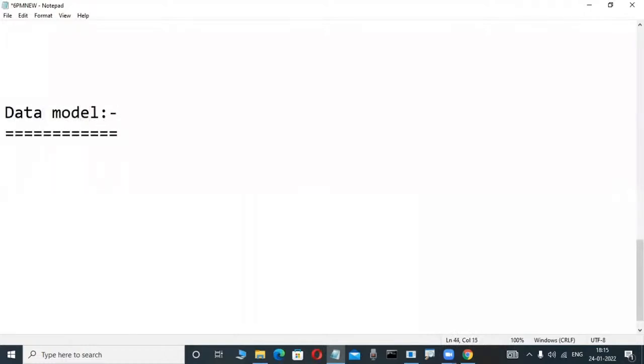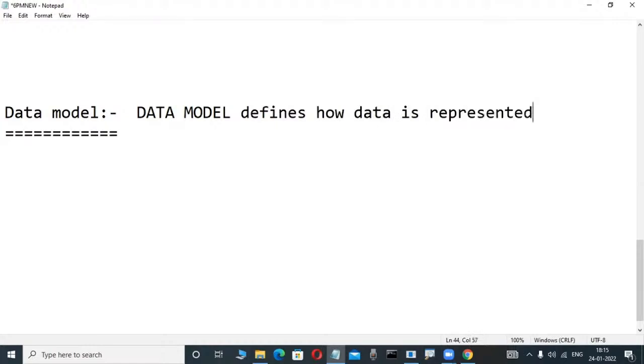A data model represents how data is represented. A data model defines how data is represented at the logical structure of the database. How easy is that definition? Observe here: the logical structure of the database.